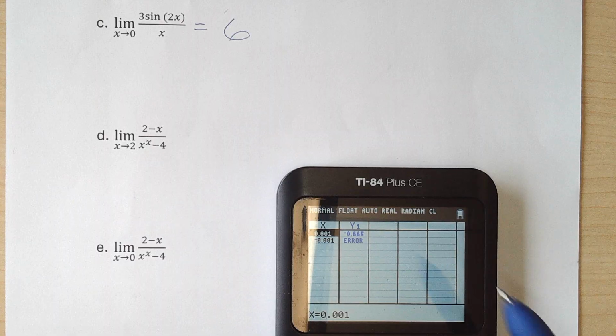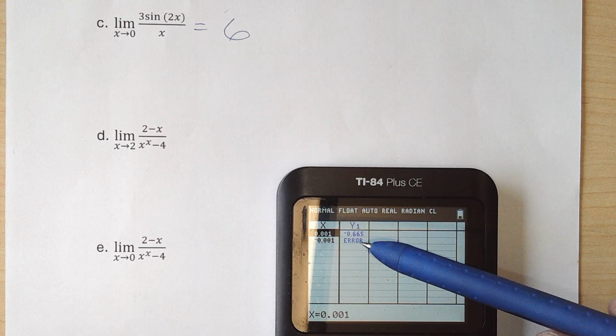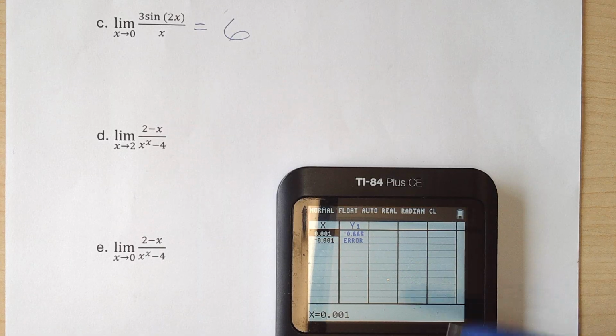And close to 2, I get this, and I get error on this side. Why do I get error on one side? Well, let's take a look at the graph.